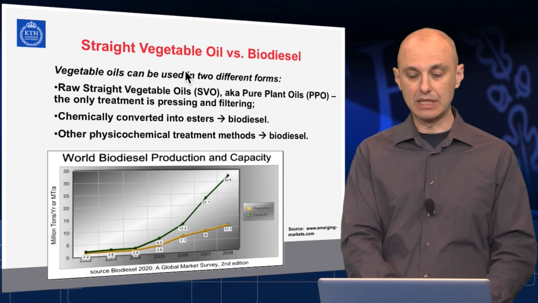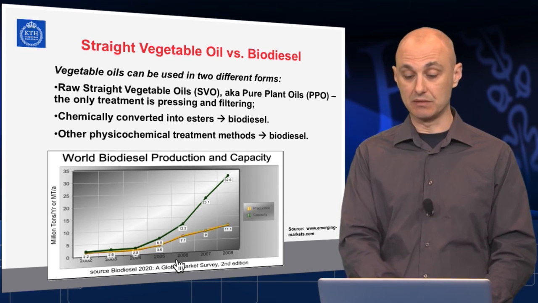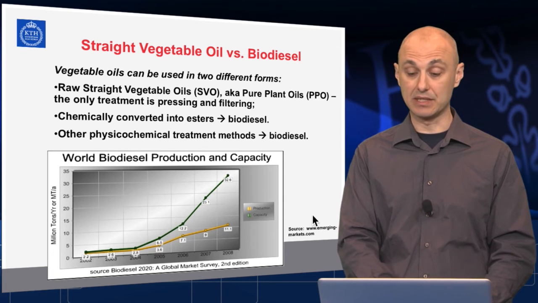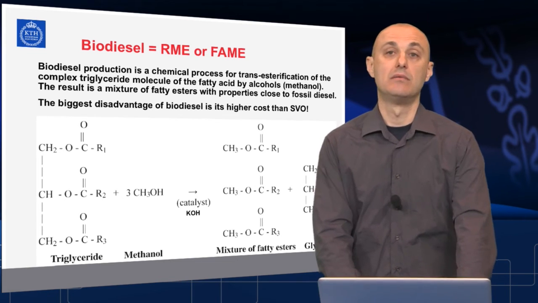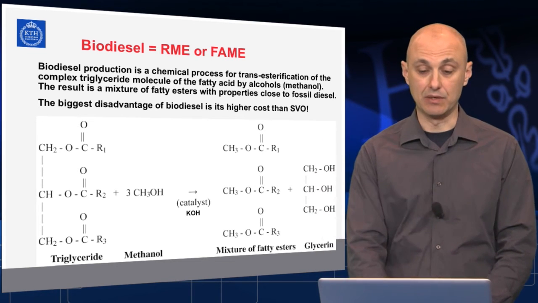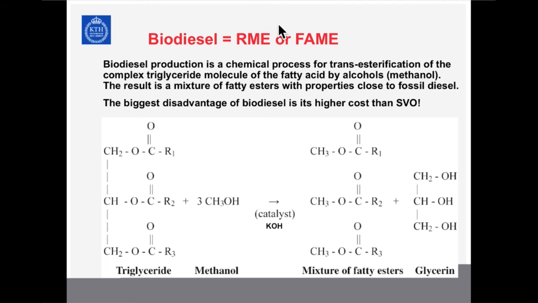Example of the early days of biodiesel production and very fast capacity growth. We're coming back to that. But let's look at the biodiesel actually. What is it? You can also meet it as rapeseed methyl ester or fatty acid methyl ester. Please don't confuse these names with anything else.